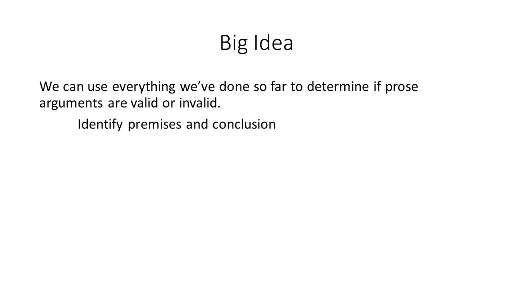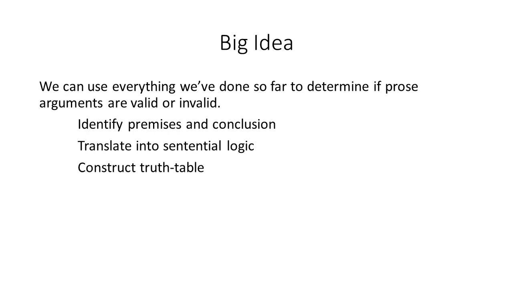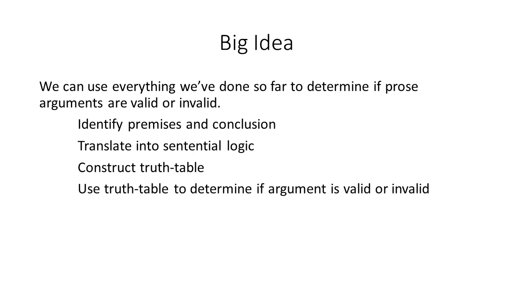So to determine if prose arguments are valid or invalid, we'll start with identifying the premises and conclusion. We'll translate that into sentential logic, that is the stuff with horseshoes and dots and all of that. We'll construct a truth table for the argument. And finally, we'll use the truth table to determine if the argument is valid or invalid. Again, all stuff that we've done before, although we've never put it together in this way before.